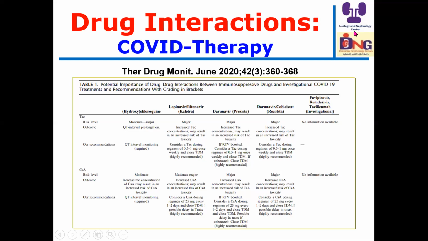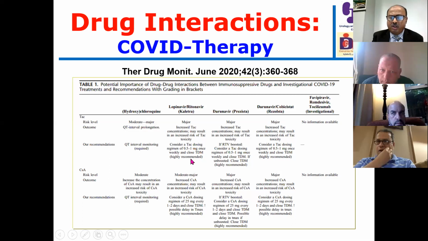So this is immediate release tacrolimus to be given only 0.5 milligram per week when we use one of these antiviral drugs, to be cautious. And for myself, I'm very afraid; if there is any role of these drugs, I think there is no significant role. And if this is the interaction, it is better not to combine these drugs with either tacrolimus or cyclosporin. So this is the situation for tacrolimus, 0.5 milligram to 1 milligram per week.